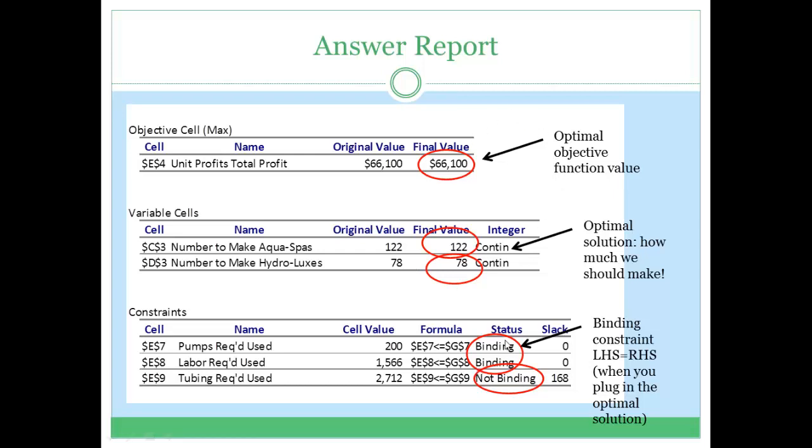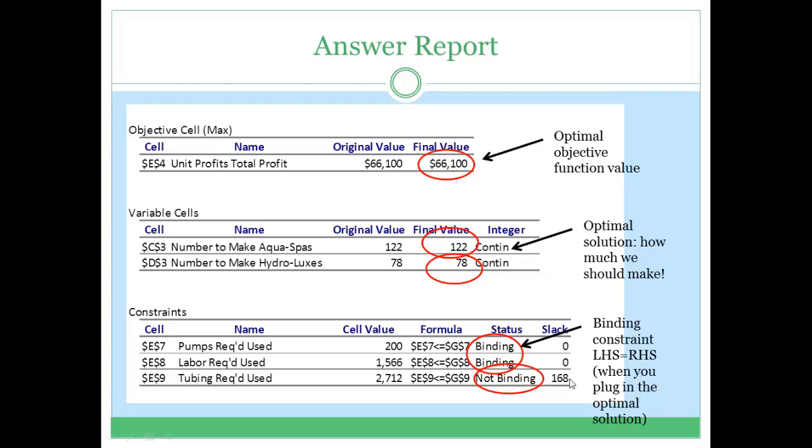There are different statuses of constraints, binding and not binding. A binding constraint is a constraint where the left-hand side with the optimal solution is equal to the right-hand side. So the first two constraints are binding and the last one is not binding. Slack here represents the difference between the left-hand side and the right-hand side. So if you have a binding constraint, you're going to have a slack of 0, and if you have a non-binding constraint, you're going to have some positive value here.